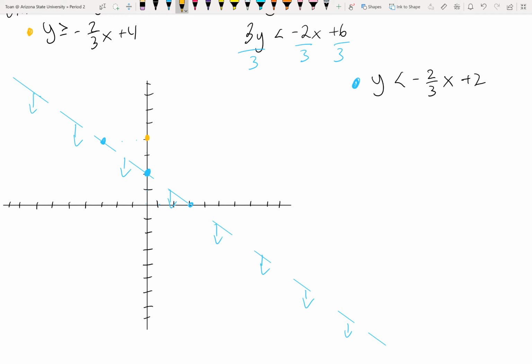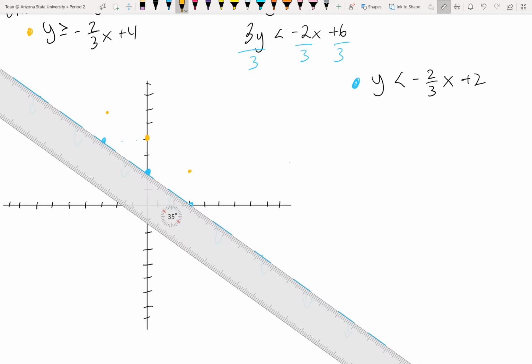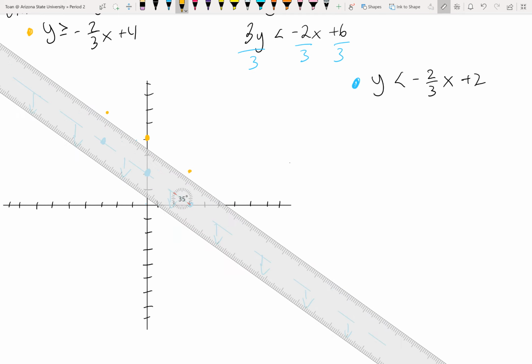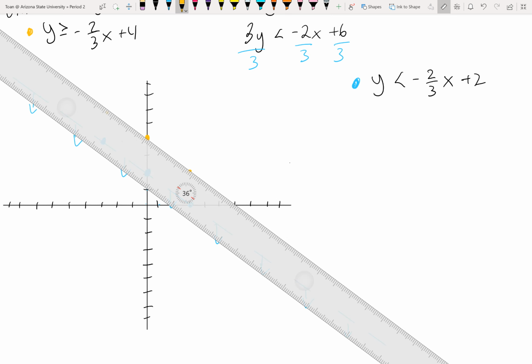Now for the yellow graph, the y-intercept is 4 and the slope is negative 2/3. So go down 2, right 3, or up 2 and left 3. And then you can connect the dots. Since this inequality is greater than or equal to, you're going to do a solid line. Hey, they're parallel.